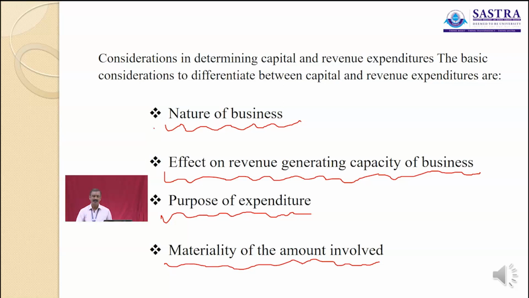The purpose of expenditure, according to which, how would you classify the capital and revenue items? Do you understand? If expenditure is incurred in the normal course of maintenance of an asset, it is revenue expenditure. On the other hand, if expenditure is incurred for major repair of an asset which increases the productive capacity, it is capital expenditure. And finally, we need to know the materiality of the amount involved.